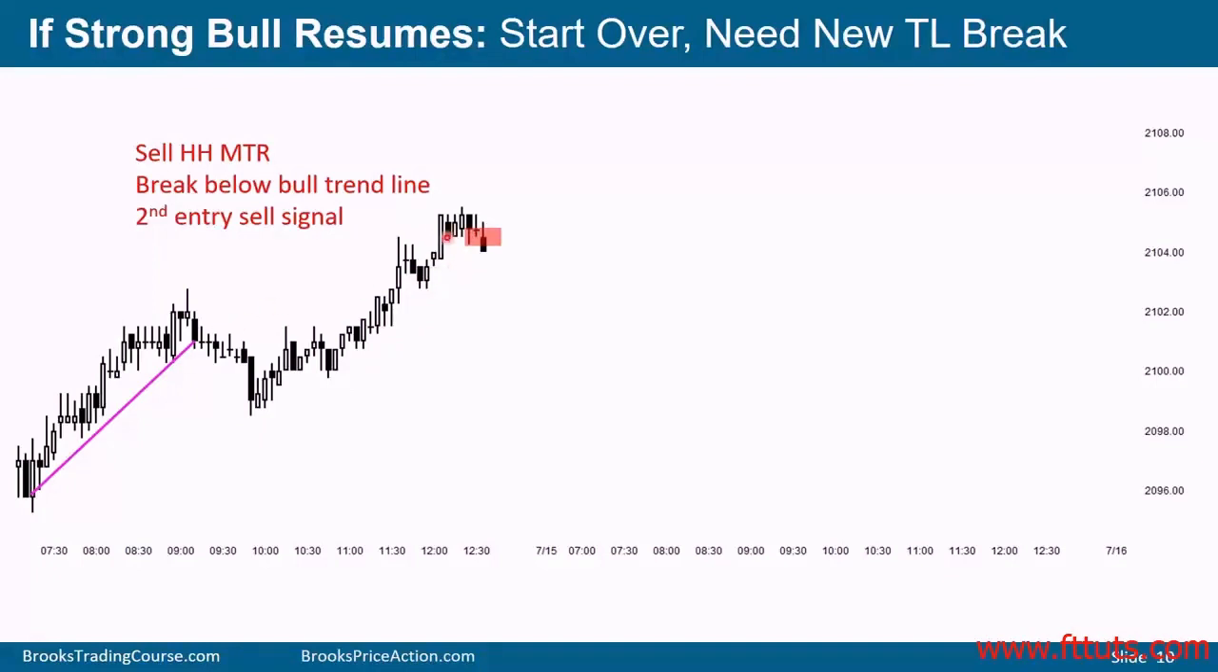You can say it's a second entry short and went below this bull bar, tried to resume with this doji, and now we're getting a second entry short. I would not call this a higher high major trend reversal. I would call it a minor reversal, and more likely we're going to go sideways rather than down.